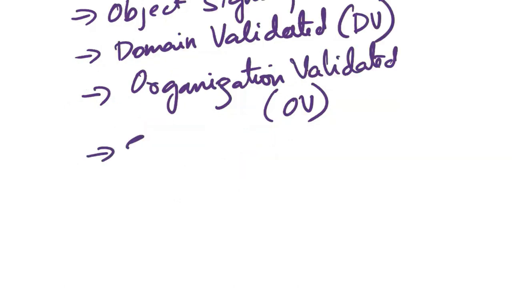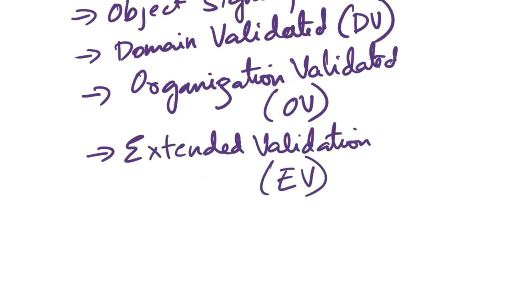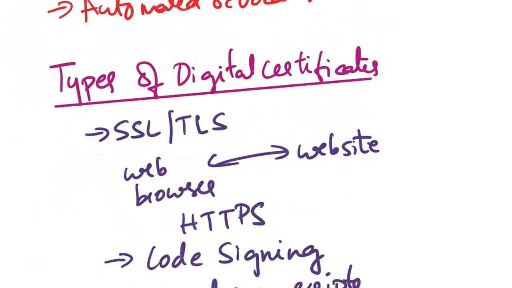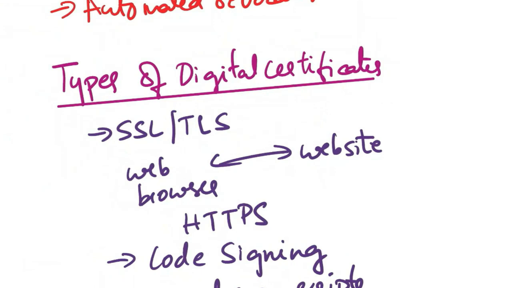Next one is extended validation certificates. These are the highest level of SSL TLS certificates. Extended validation certificates involve rigorous identity verification of the certificate holder. Websites with EV certificates display a green address bar in most web browsers, indicating a high level of trust. So each type of digital certificate serves specific security and authentication needs.